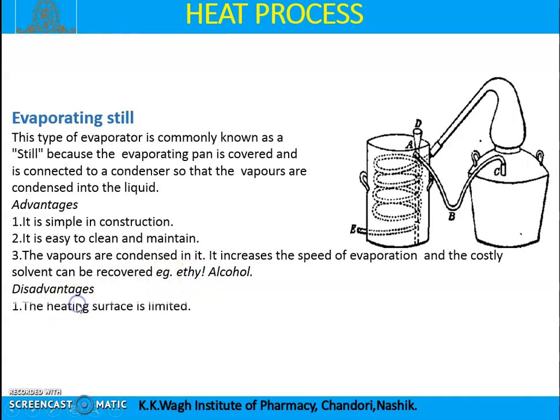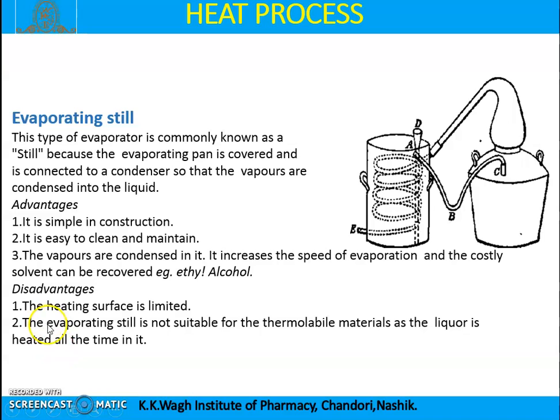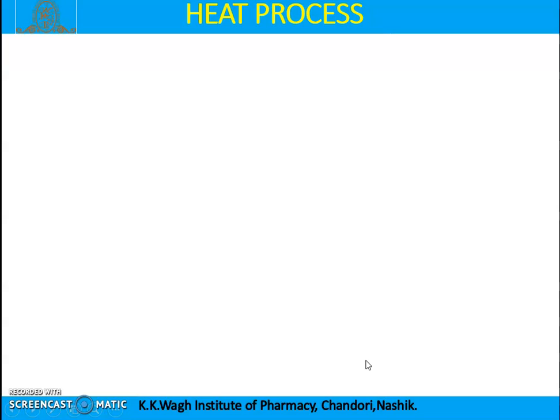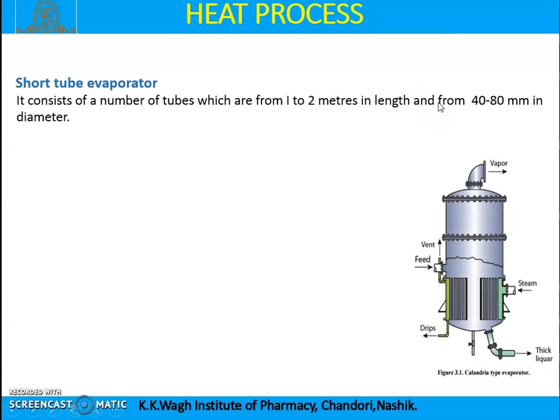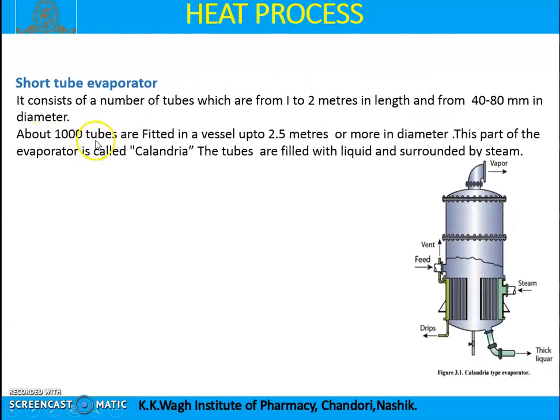Then the disadvantages: the heating surface area is limited. The evaporating still is not suitable for thermolabile materials, as the liquor is heated all the time in it. Then, due to the natural circulation, the coefficient of heat transfer is poor. The next one is the short tube evaporator. This consists of a number of tubes which are 1 to 2 meters in length and 40 to 80 millimeters in diameter. About 1000 tubes are fitted in a vessel up to 2.5 meters or more in diameter.